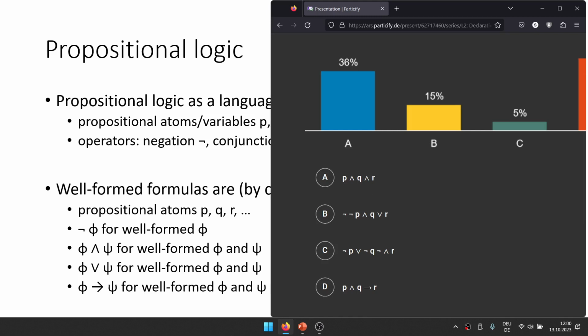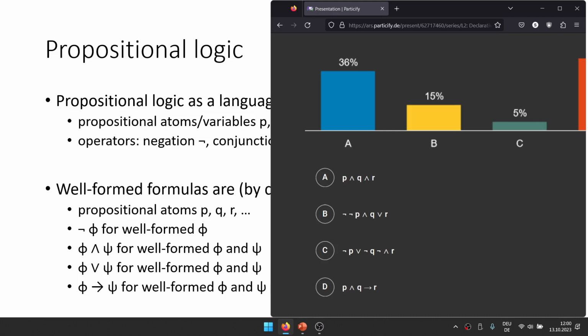Maybe it's meaningless, but it's allowed, right? Two negations in propositional logic would cancel out, but still, syntactically it's well formed.